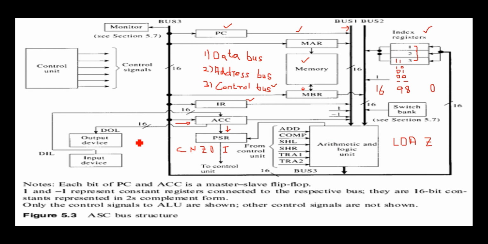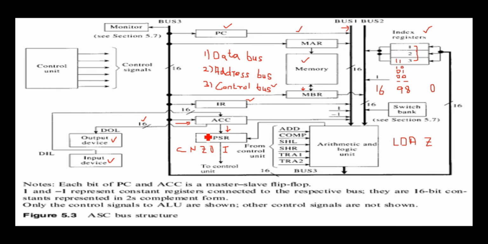At the left hand side, we are having two devices. One is the output device and the other one is the input device. This input device is connected directly with the accumulator, and the output device is also connected with the accumulator. These input and output devices are connected with the accumulator through a bus which is 16 bits in length. We also know that data transferred will be of 16 bits in length.